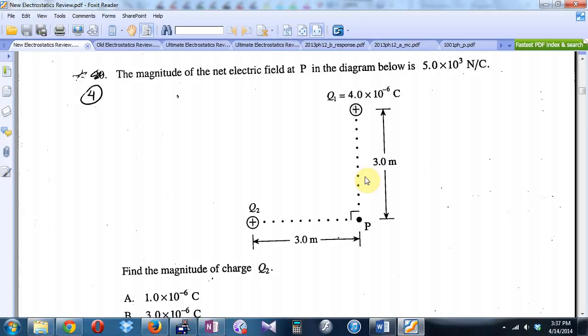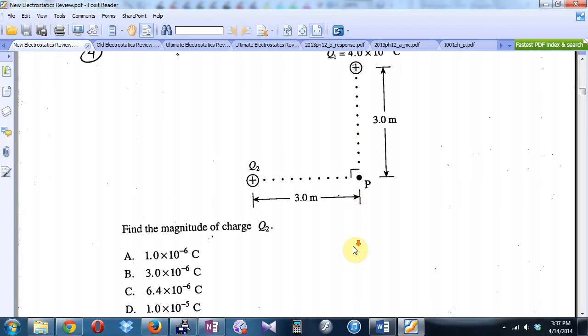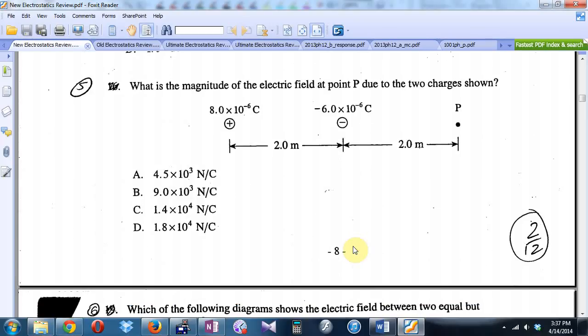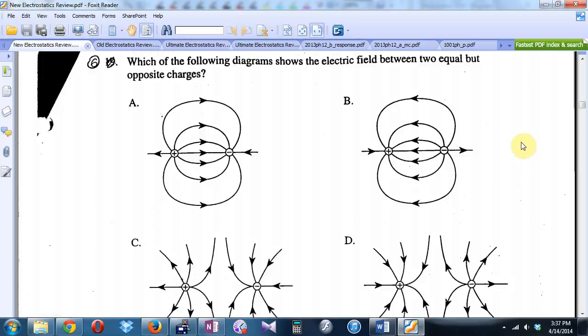Oh, here's what I was talking about. Here's a good find the net electric field. Here you would have to add them tip to tail. You'd have a lovely vector question. If you want me to do that one later on, I will. Certainly, I've already told you numerous times you can expect to see the electric field lines between or next to 2 point charges. Which of the following diagrams shows the electric field between equal but opposite charges?